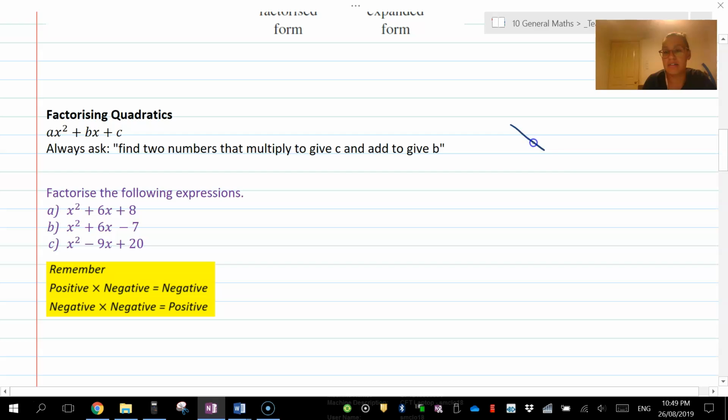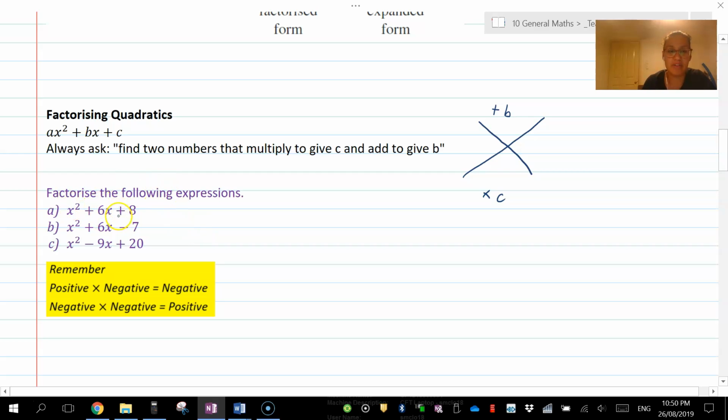Some people like to set this up as a grid, and by grid I mean an x, and they like to put their b and then their c value, and then they multiply. Remember, you need to multiply to give c and add together to give b. They'll pick two numbers across here and do that. We'll use that method for this first one here.